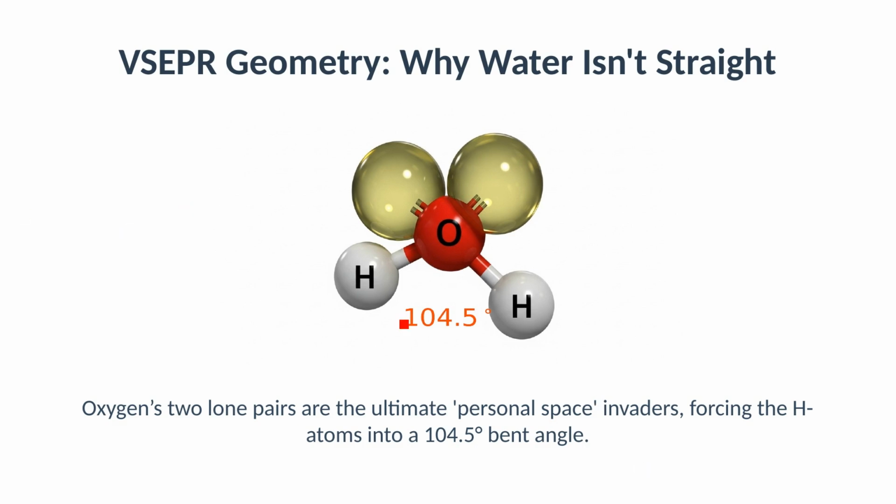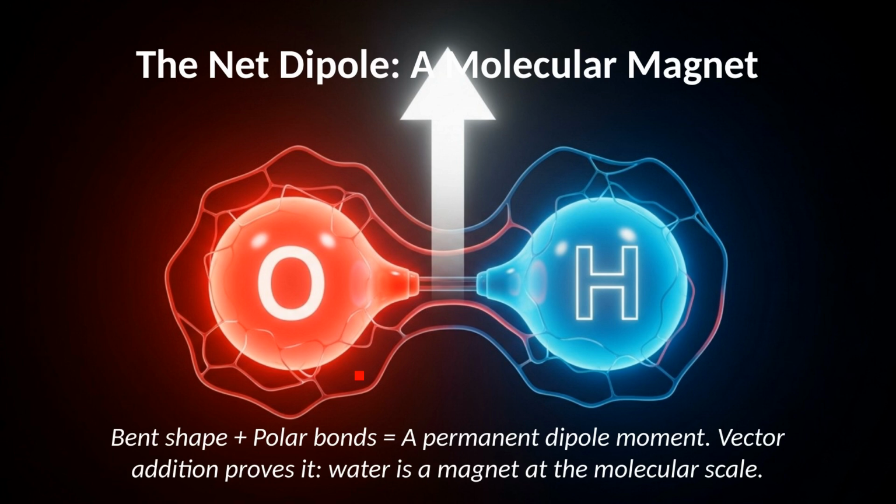This shape changes everything. When you combine that bent shape with those polar bonds, you get what's on the screen now, a permanent dipole. If you look at this heat map, the red area around the oxygen is electron-rich, while the blue around the hydrogens is electron-poor. That big arrow pointing upward, that's the net vector. It means water is essentially a tiny molecular magnet, and that magnetism is where the magic happens.